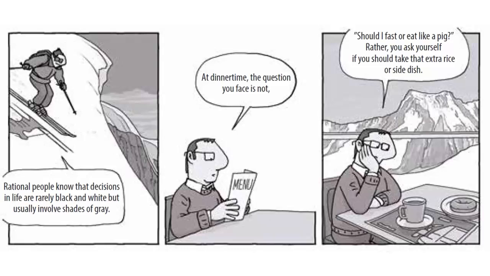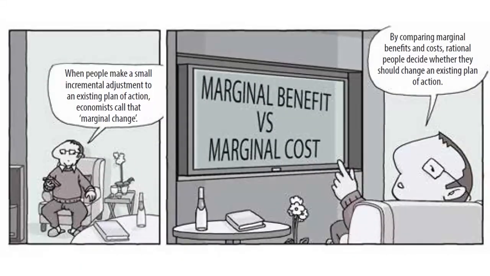At dinner time, the question you face is not, should I fast or eat like a pig? Rather, you ask yourself if you should take that extra rice or side dish. When people make a small incremental adjustment to an existing plan of action, economists call that marginal change. By comparing marginal benefits and costs, rational people decide whether they should change an existing plan of action.